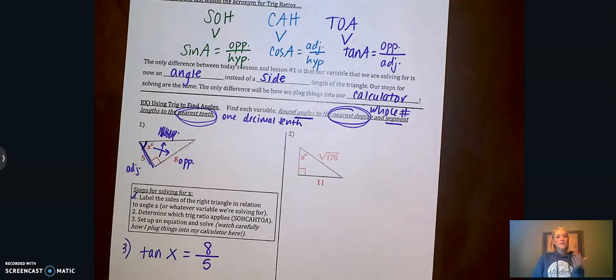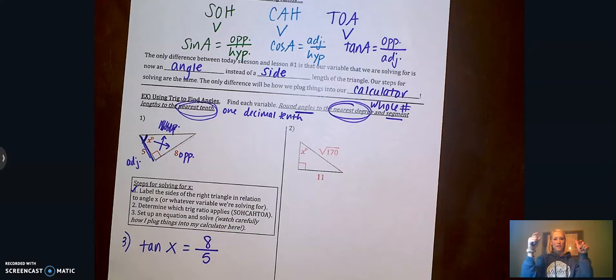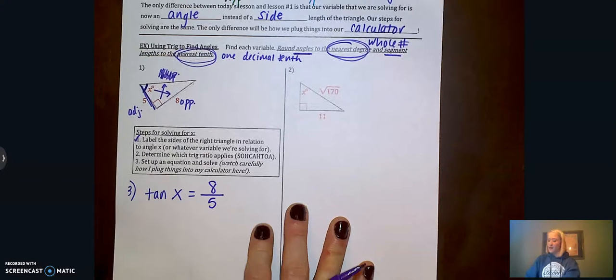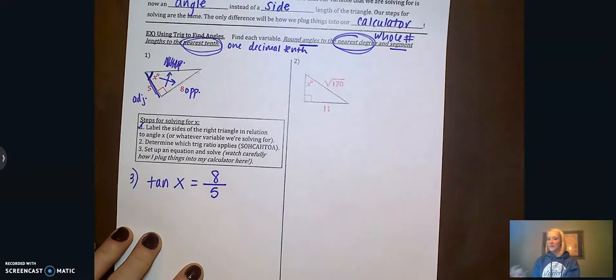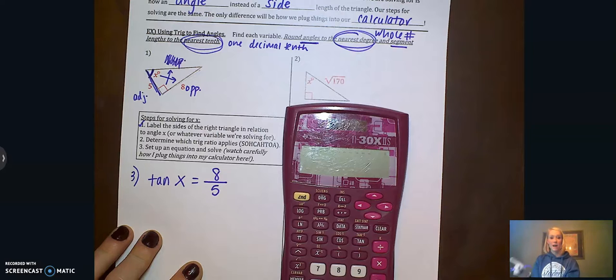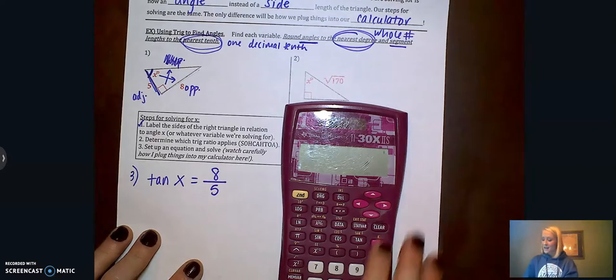Okay, so we're just trying to figure out here what angle in a right triangle always has the ratio of 8/5 when you take the opposite over the adjacent leg. It's like a vague concept, a deep math concept, but that's what we're saying here. So here's where I take it to my calculator, and here's how you plug this in. This is almost way easier than finding a side.